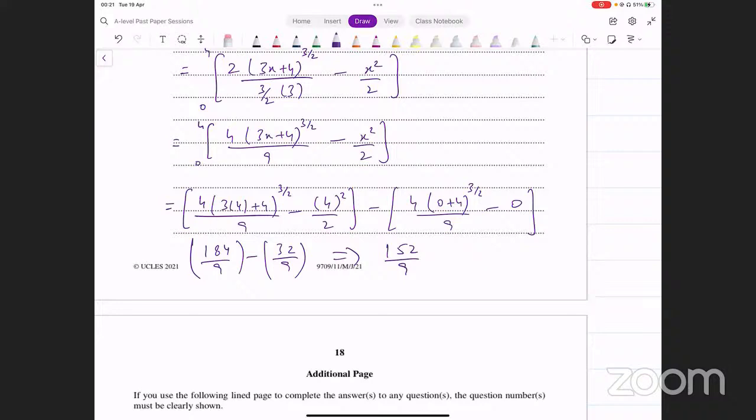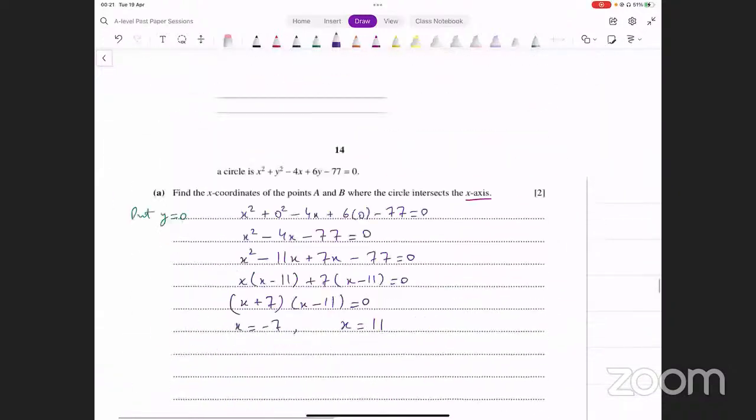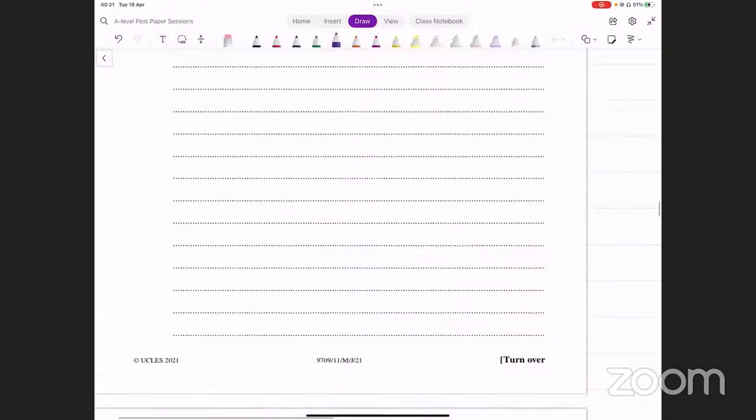Okay, that's the area that we have. That's what we were looking for. Okay, that was question number 11 from this paper. Now, the rest of the questions are relatively straightforward. Let's quickly complete them, the rest of them.